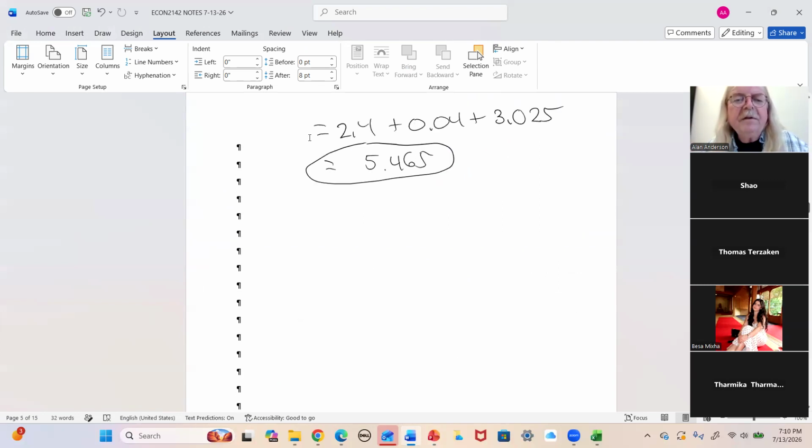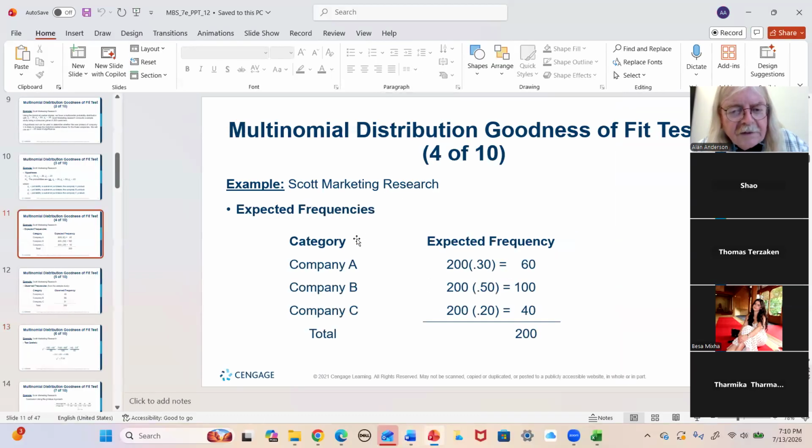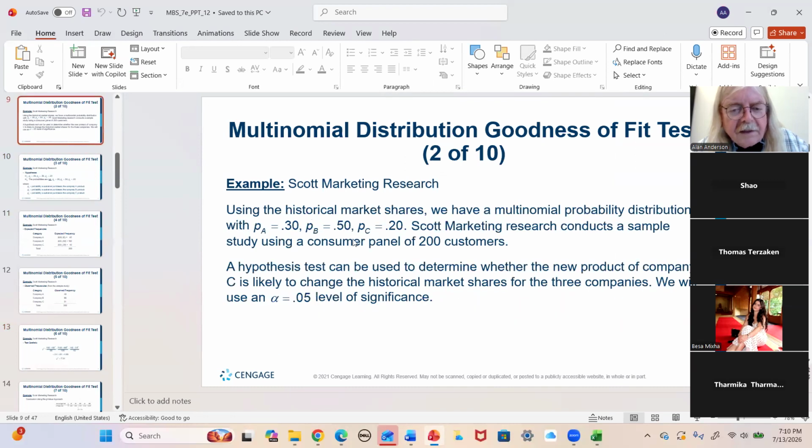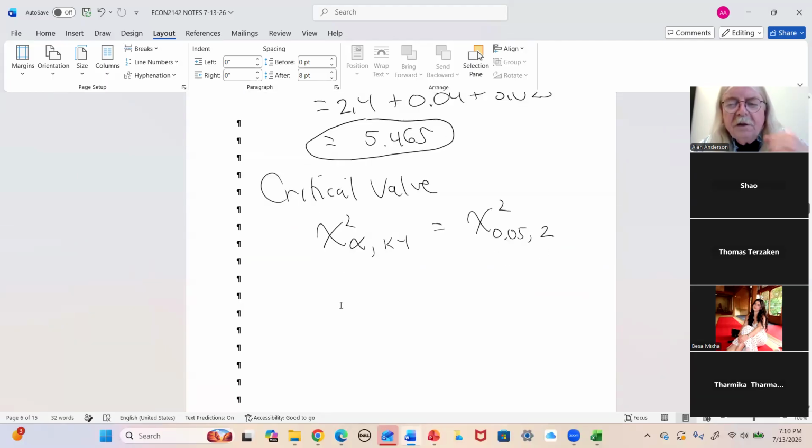And now what about the critical value? Now remember, the critical value is all in the right tail. And the degrees of freedom here is k minus 1. So I think they asked us for 0.05. Yes. So go to our chi-square table, look for the column headed 0.05 with 2 degrees of freedom.